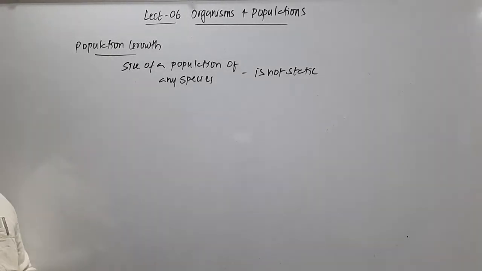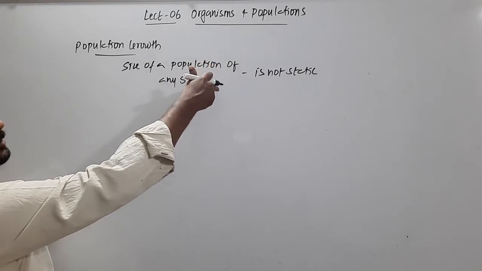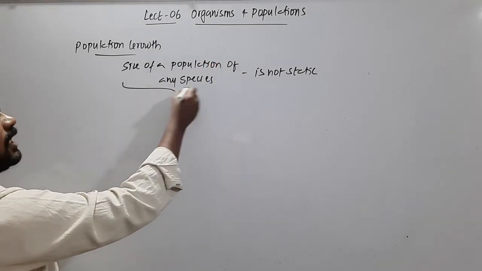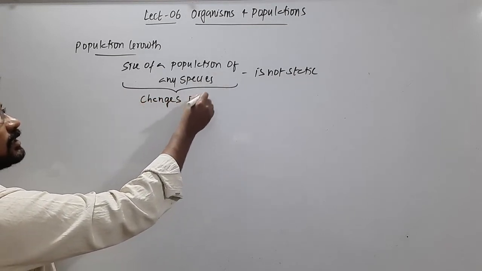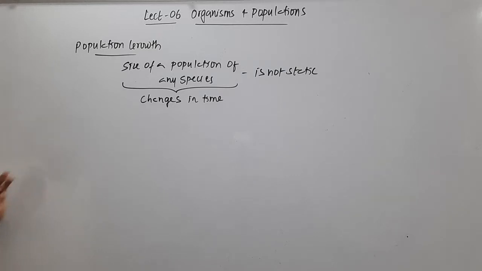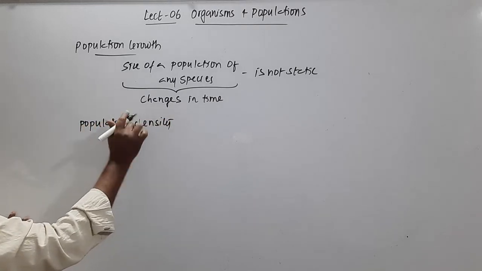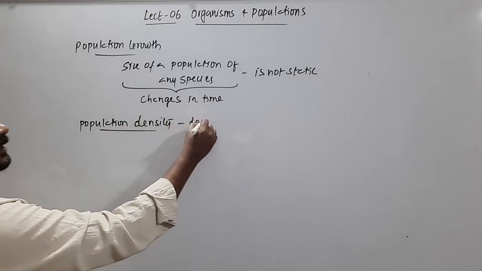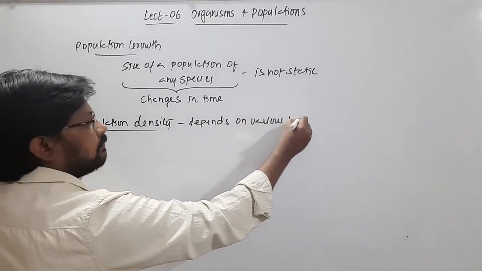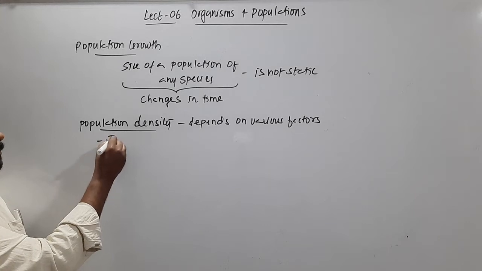Okay, and the size of the population of any species in natural environmental conditions is not static, meaning not constant, so it will be changing, so it will be dynamic. What I say is that the size of a population of any species will change in time. So it is not constant or static. I told you that the size of the population, or I simply say the population density, depends on various factors. The population density depends on various factors, okay, that include food availability.